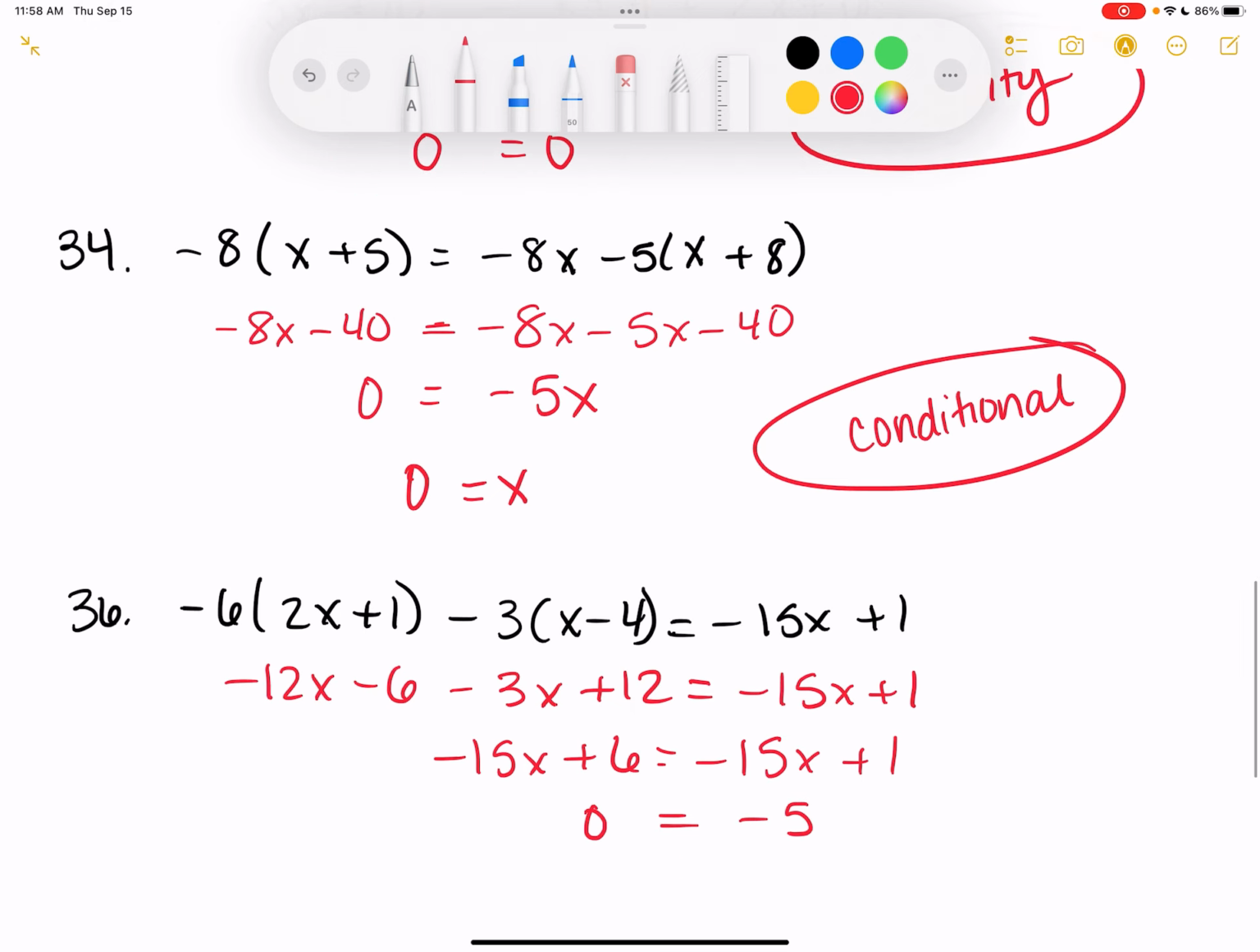So what is that then? It's not an identity, it's not conditional, what is it? Contradiction. Look, we got one of each. Is that all that's in this section? Basically.